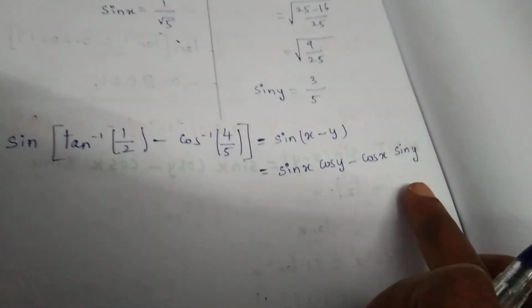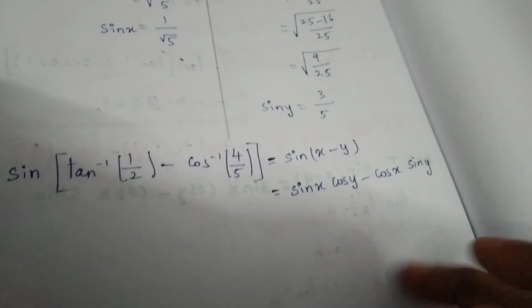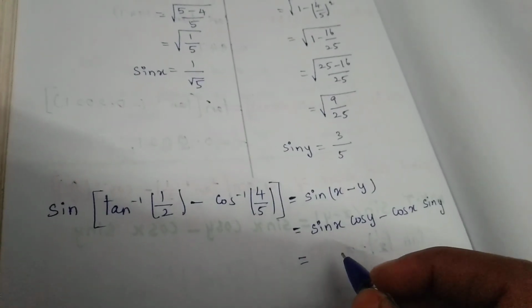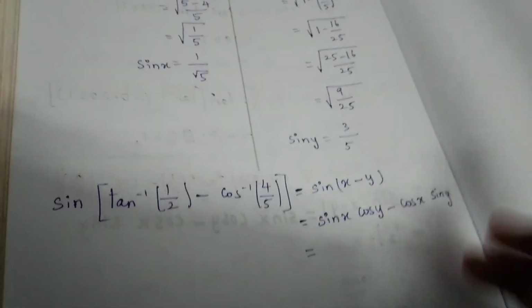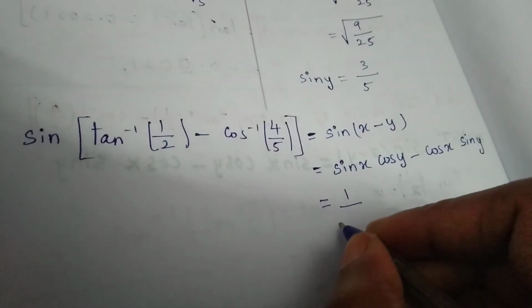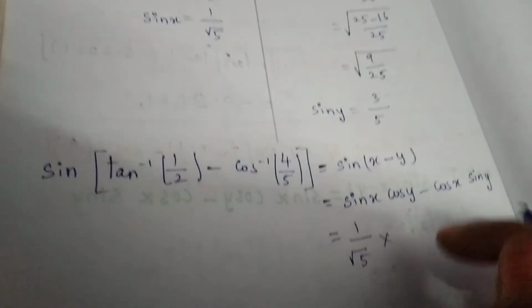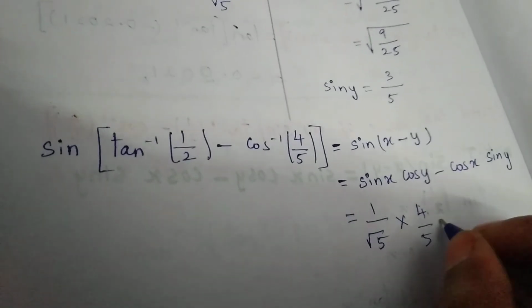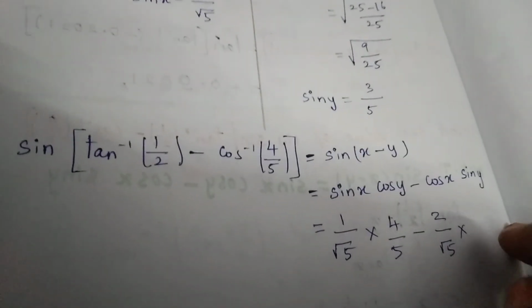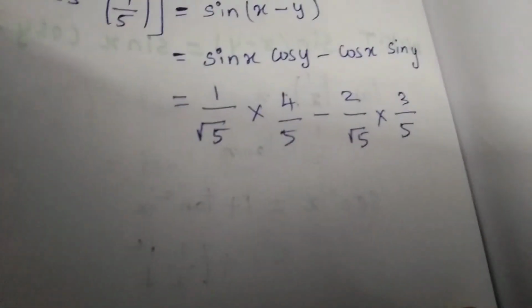Now we apply all the values. Sin x is 1 by root 5, and cos y is 4 by 5, minus cos x is 2 by root 5, and sin y is 3 by 5. Now simplify the answer.